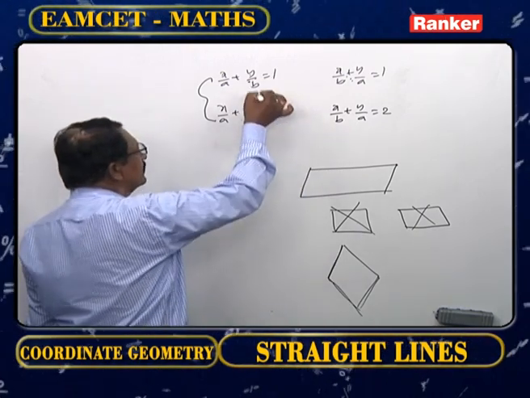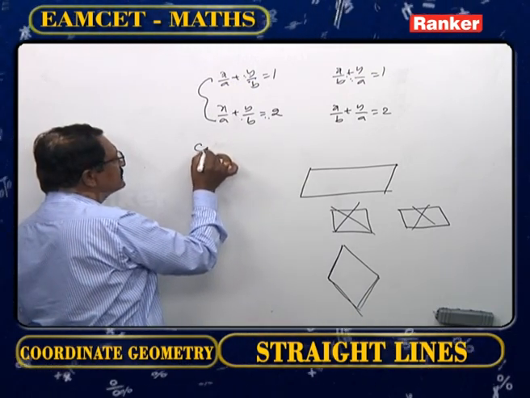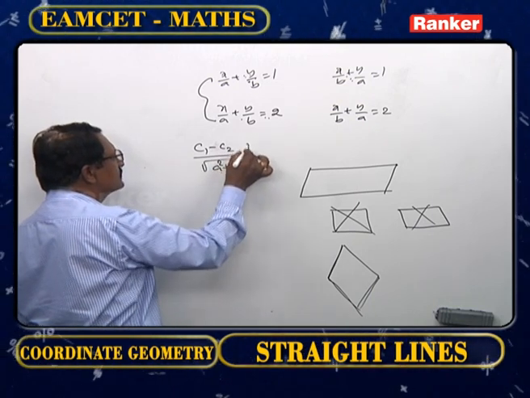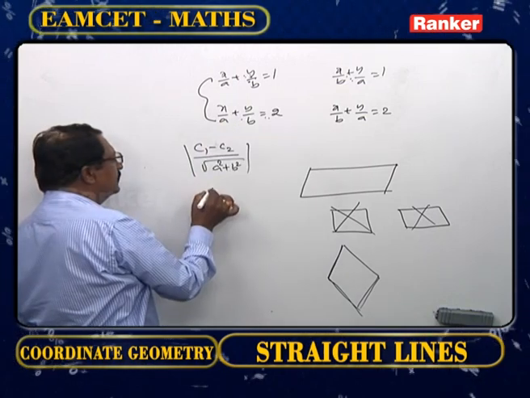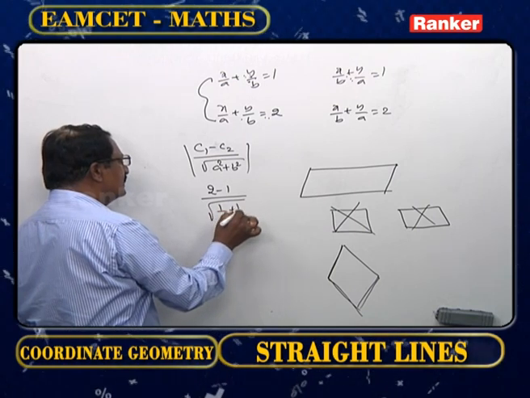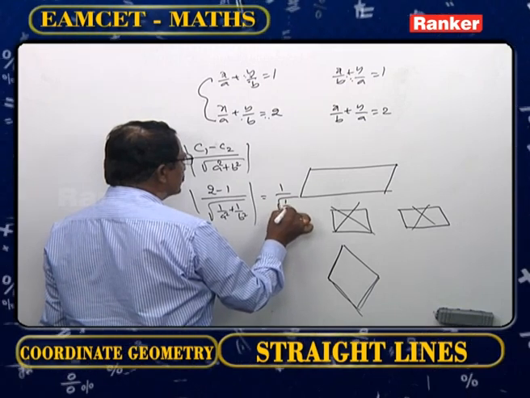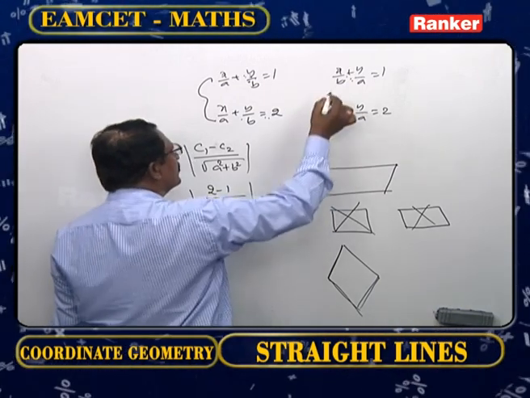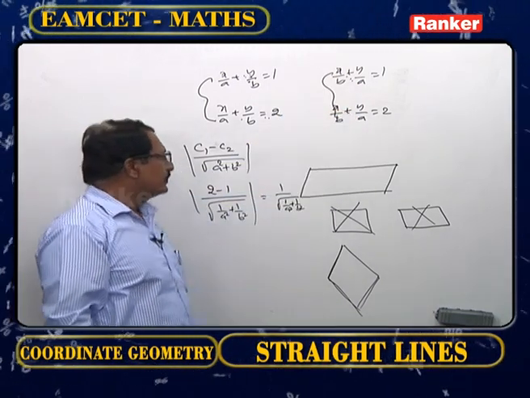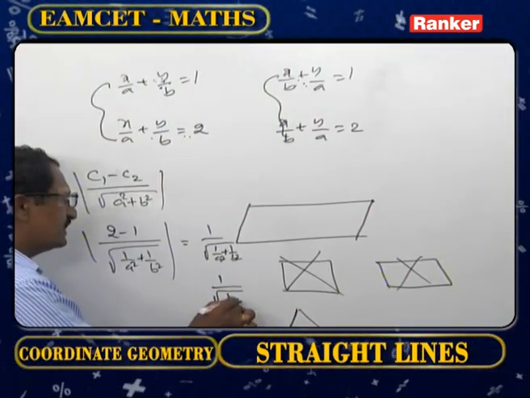Now the distance between the two parallel lines 1 and 3 equals |C1 - C2| / square root of (a square plus b square). Now the distance between 1 and 3 equals (2 - 1) / square root of (1/a square + 1/b square), that equals 1 / square root of (1/a square + 1/b square). Similarly, the distance between the second and fourth lines also we get 1 / square root of (1/a square + 1/b square).